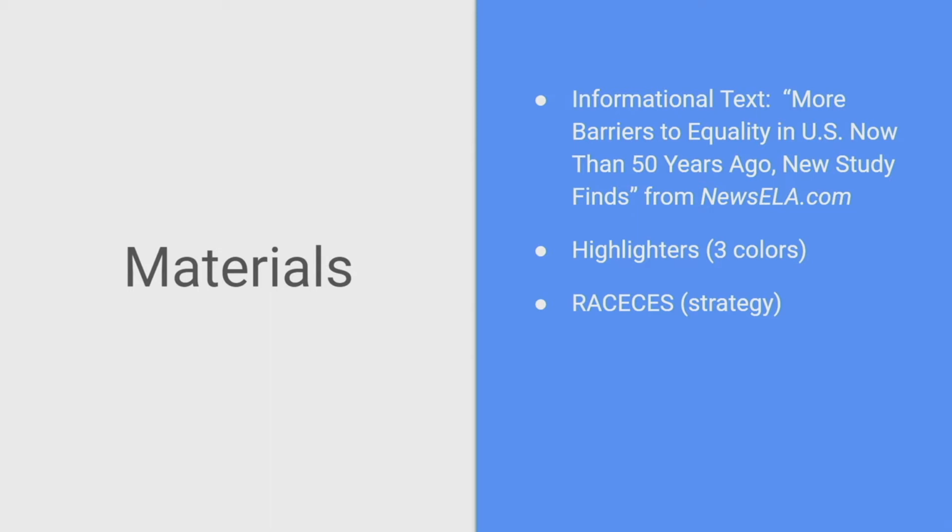You're going to need 3 colors of highlighters. And when we write the summary, you're going to need to think back to the RACES strategy. All right, let's get started.